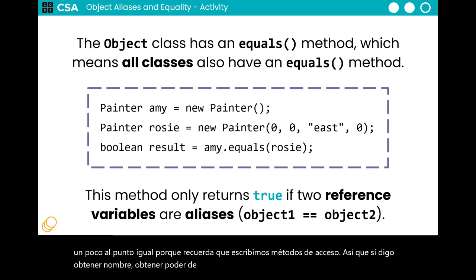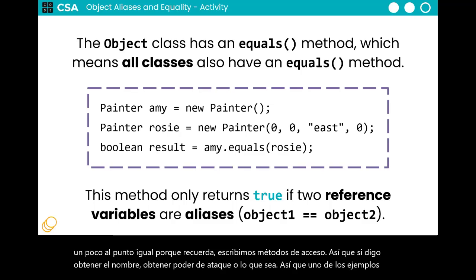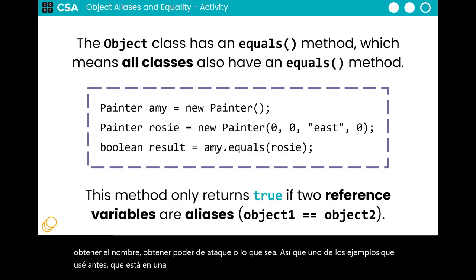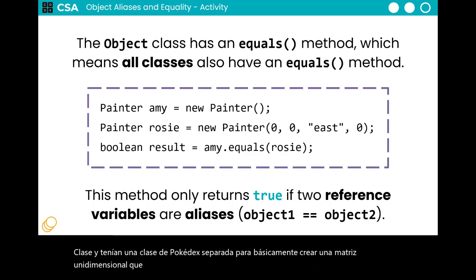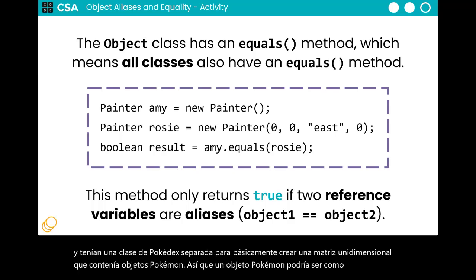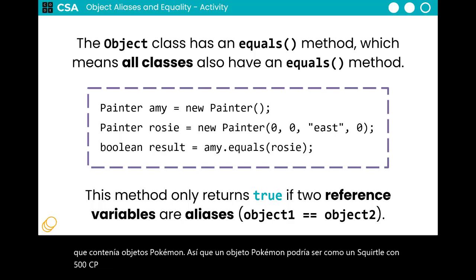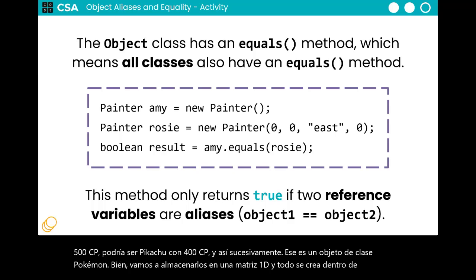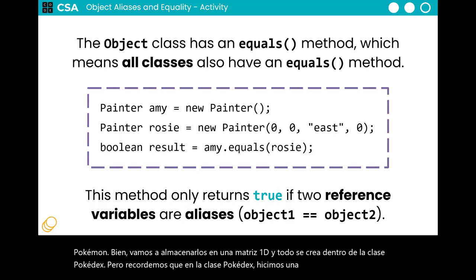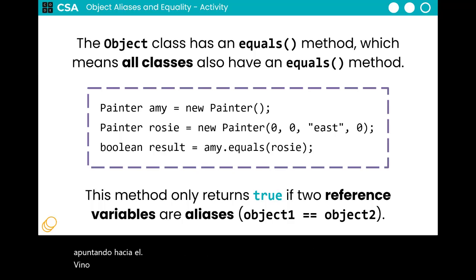One of the examples I used earlier, which is in a different lesson, is code.org had you create a Pokemon class, and they had a separate Pokedex class to basically create a one-dimensional array holding Pokemon objects. So a Pokemon object could be like a Squirtle with 500 CP, could be a Pikachu with 400 CP, and so on and so forth. That's a Pokemon class object. We're going to store those in a 1D array, and it's all created within the Pokedex class. But recall that in the Pokedex class, we made a 1D array that's pointing towards the Pokemon class, right? Because it's going to hold those objects.